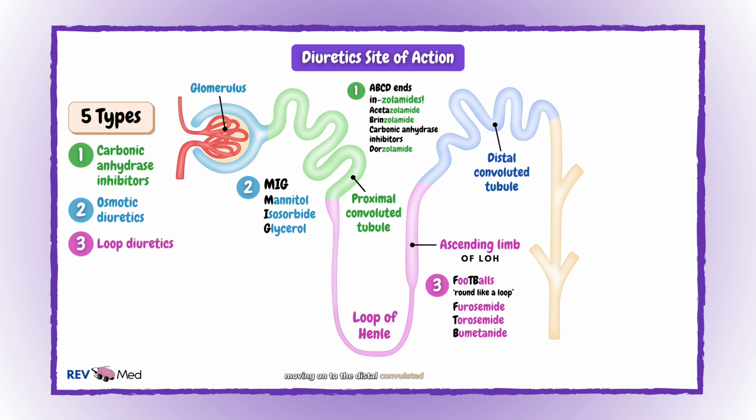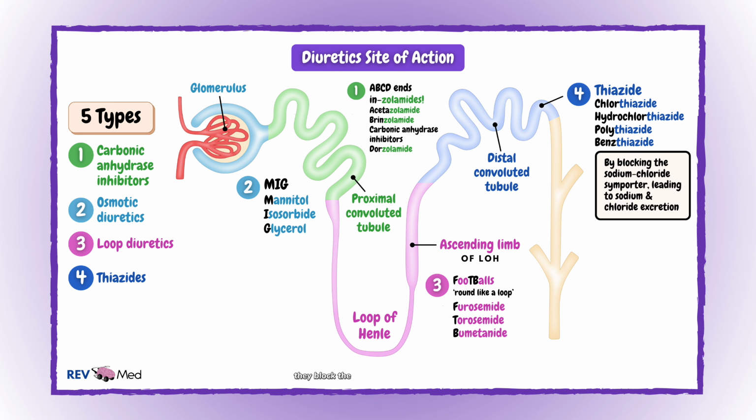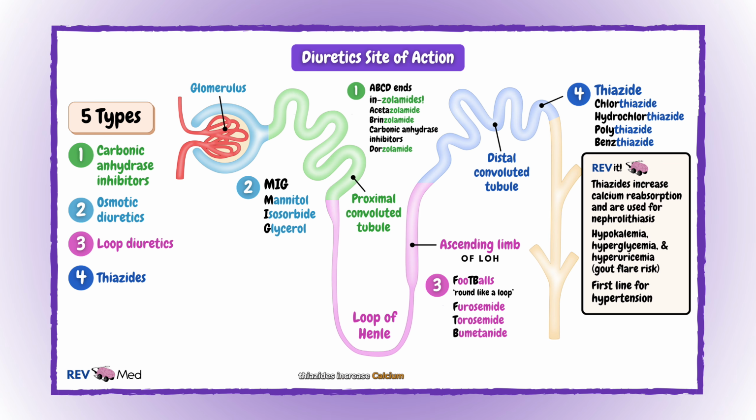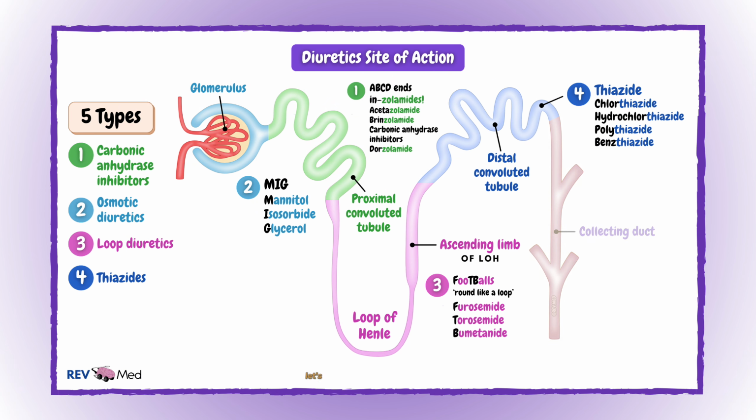Moving on to the distal convoluted tubule, here in blue, we got our thiazides. Think of chlorothiazide, hydrochlorothiazide, and their cousins. They block the sodium chloride symporter, leading to sodium and chloride excretion. But you're gonna rev it up by knowing thiazides increase calcium reabsorption and are used for nephrolithiasis. But look, they can cause hypokalemia, hyperglycemia, and even hyperuricemia, a gout flare risk. And listen, they are first in line for hypertension. Finally, let's head over to the collecting duct. We have the potassium-sparing diuretics.